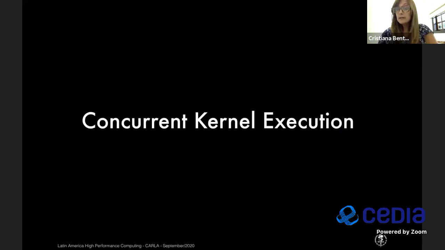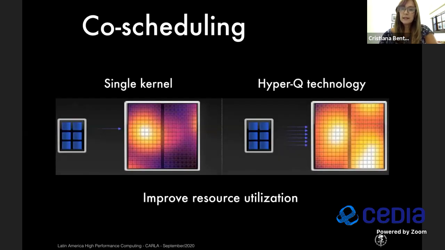And for this reason, NVIDIA provided in the Kepler architecture in 2012 concurrent kernel execution, which means that they allow more than one kernel to run at the same time on the GPU. This technology they called Hyper-Q technology.